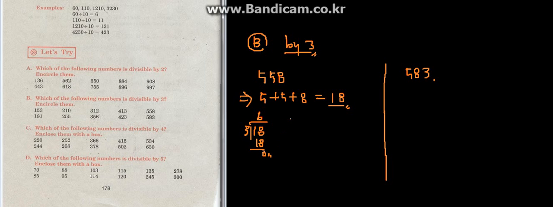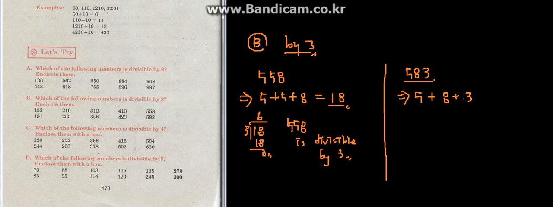And we could say 558 is divisible by 3. Again, the sum of all the digits should be divisible by 3 without any remainder for the number to be divisible by 3. Then what about 583? The sum of all the digits is 5 plus 8 plus 3. So here, the value is 16.